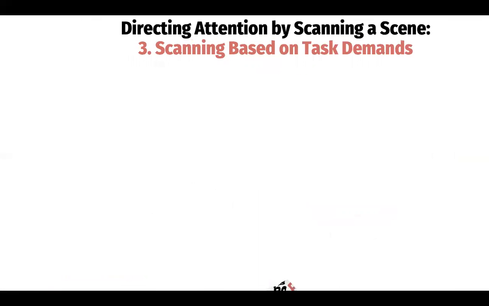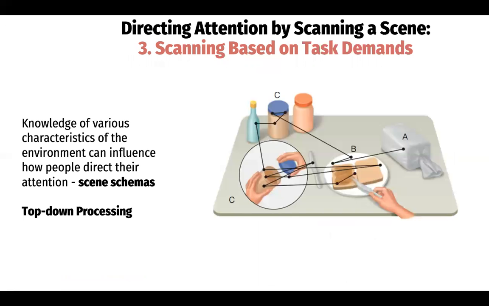Directing attention by scanning a scene can also be based on task demands. This example demonstrates that knowledge of various characteristics of the environment can influence how people direct their attention. Consider the pattern of eye movements shown by A, B, and C in this figure, measured as a person was making a peanut butter sandwich. The process began with the movement of a slice of bread from the bag in A to the plate in B.